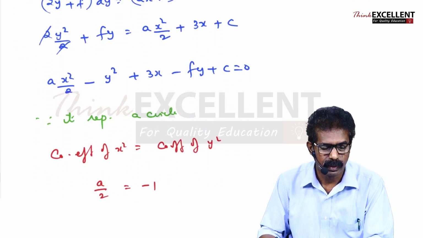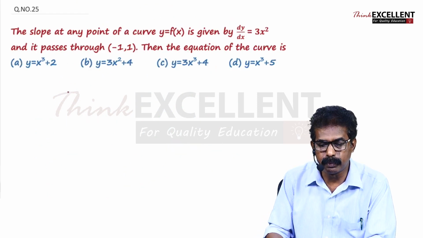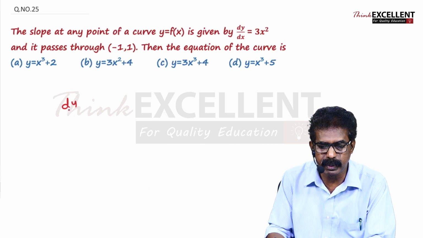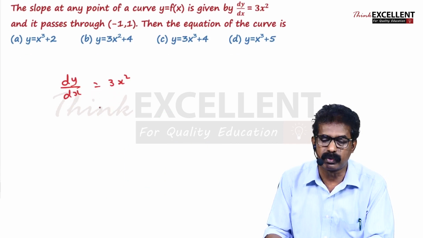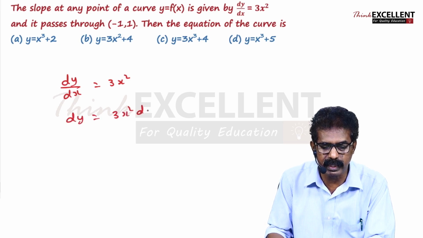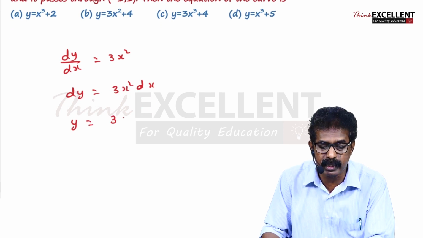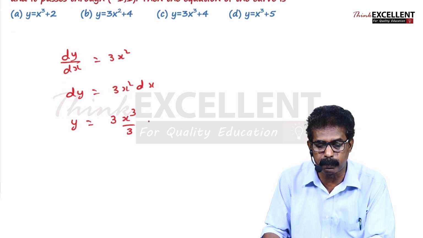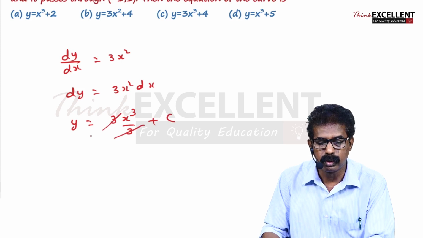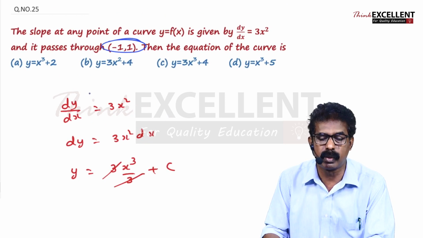Okay. Now the last question you see. The slope means dy by dx. The slope is dy by dx equal to 3x square. They asked to find the curve. So cross multiply: dy equal to 3x square dx. Variable separable. Integrating: y equal to 3 into integration of x square, which is x cube by 3, plus c. This is your answer. To find the c value, they have given a point. What's the point? Minus 1 comma 1.